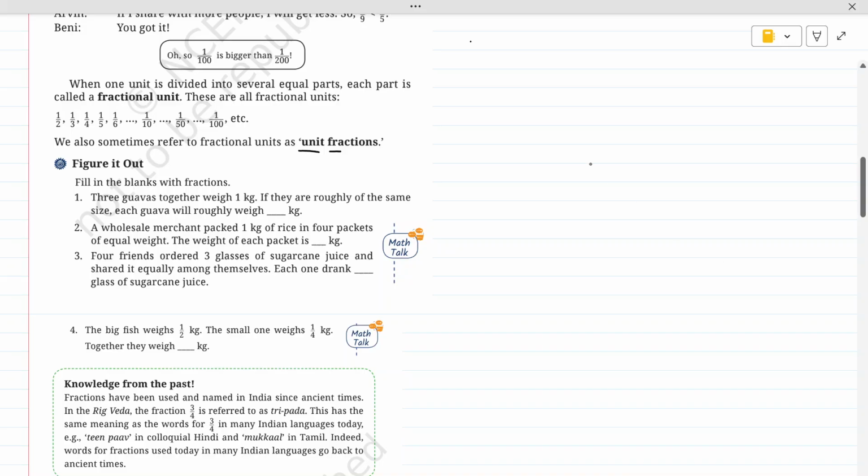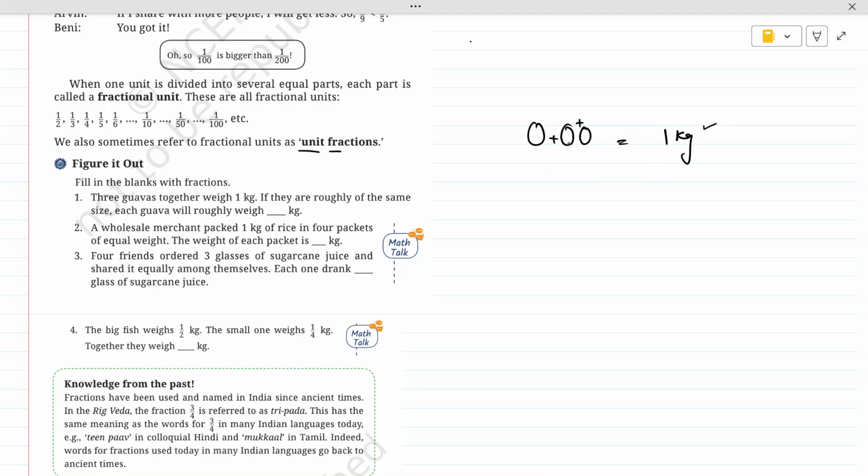Next, we have this figure it out. Let's go through this one quickly. Fill in the blanks with fractions. First question is 3 guavas together weigh 1 kg. So we have 3 guavas and their combined weight is 1 kg. If they are roughly of the same size, each guava will roughly weigh how much kg? So what they are saying is that we have 3 guavas of approximately same size and together they weigh 1 kg and we have to find their individual weight.